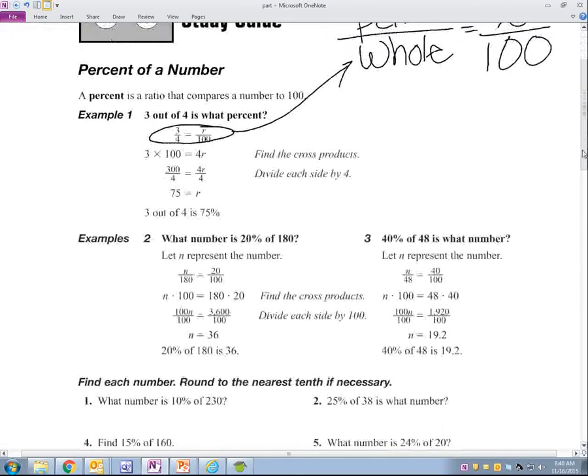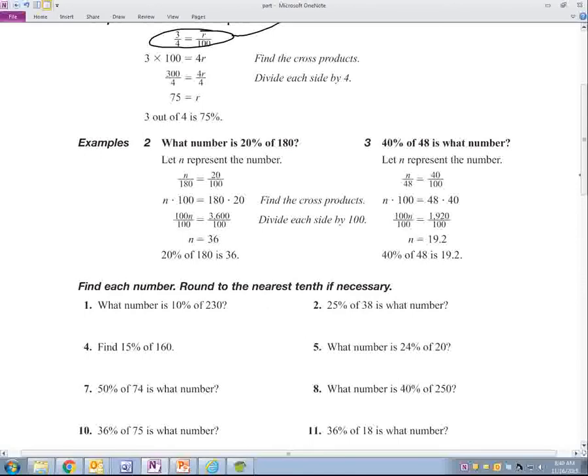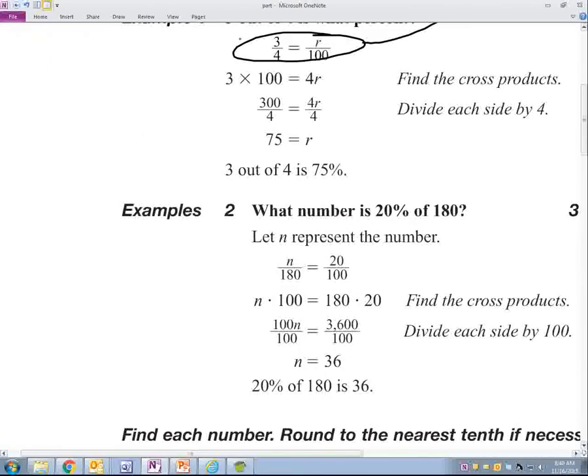So we have the cross products, which is going to be multiplying across, because a product is the answer to a multiplication. So a cross product, we have, what they did was they multiplied 3 times 100 and 4 times r. So you got 3 times 100 and 4 times r, which equals 4r. So we got 3 times 100, 300. Then what they did was they took this guy and divided by 4 the same way that we were doing before. And that's how they got this.